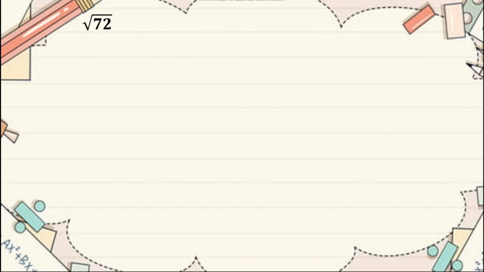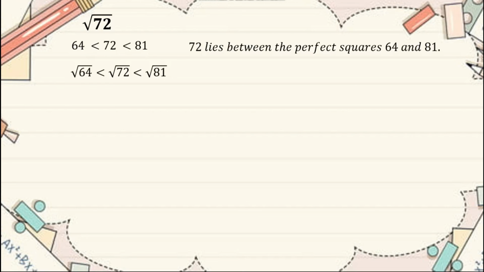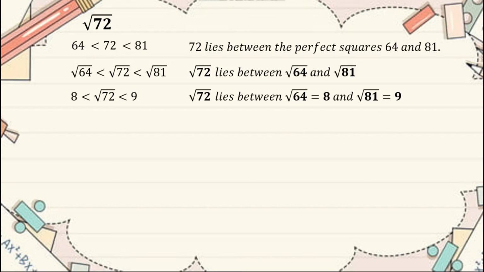Next example, square root of 72. 72 is between the perfect squares 64 and 81. Meaning to say, the square root of 72 lies between the square root of 64 and the square root of 81. The square root of 64 is equal to 8. The square root of 81 is 9. Therefore, the square root of 72 lies between 8 and 9.